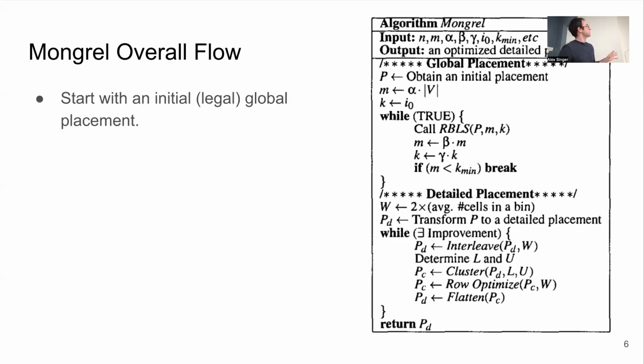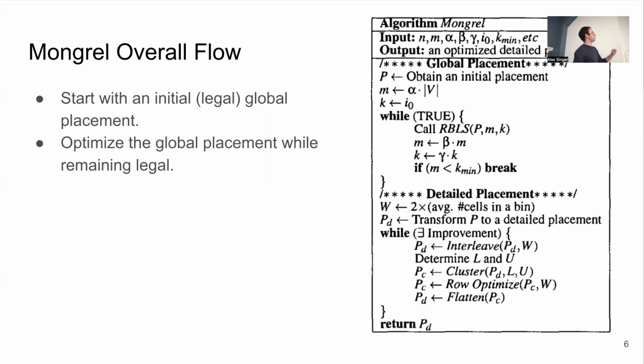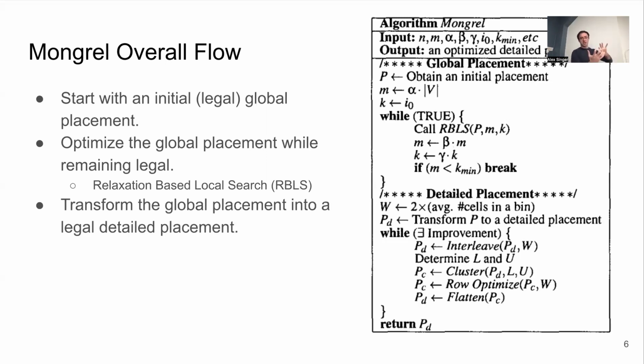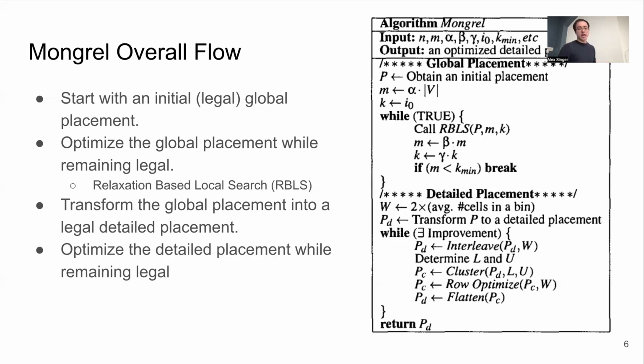So the Mongrel flow works like this. We start with an initial legal global placement. Notice this is different than other flows. We're not trying to construct a global placement using our global placer. We start with an initial global placement, which we got. I don't even remember if they said in the paper where they got it from, but you just get an initial global placement. We optimize the global placement while remaining legal, and we're going to talk about their Rebels algorithm, the relaxation-based local search. Then we transform the global placement into a legal detailed placement, and then we optimize the detailed placement while remaining fully legal. That's the general gist of their flow.